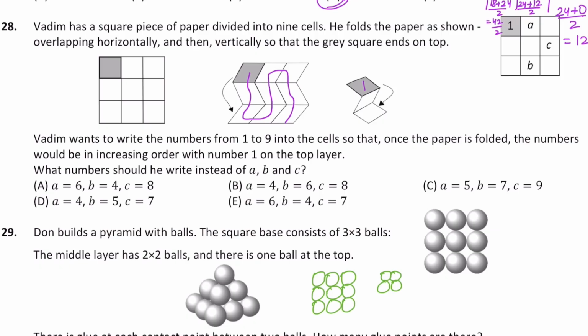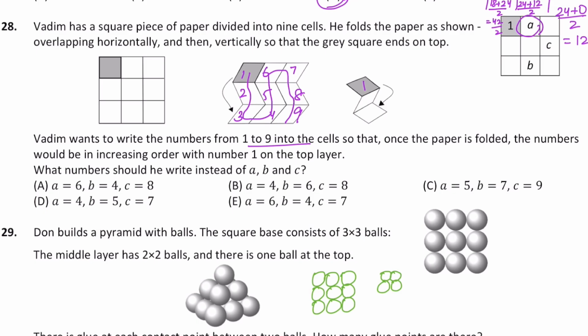Vadim wants to write numbers 1 to 9 into the cell. Once the paper is folded, the numbers would be in increasing order with number 1 on the top layer. So that means it'll just be 1, 2, 3, 4, 5, 6, 7, 8, 9.